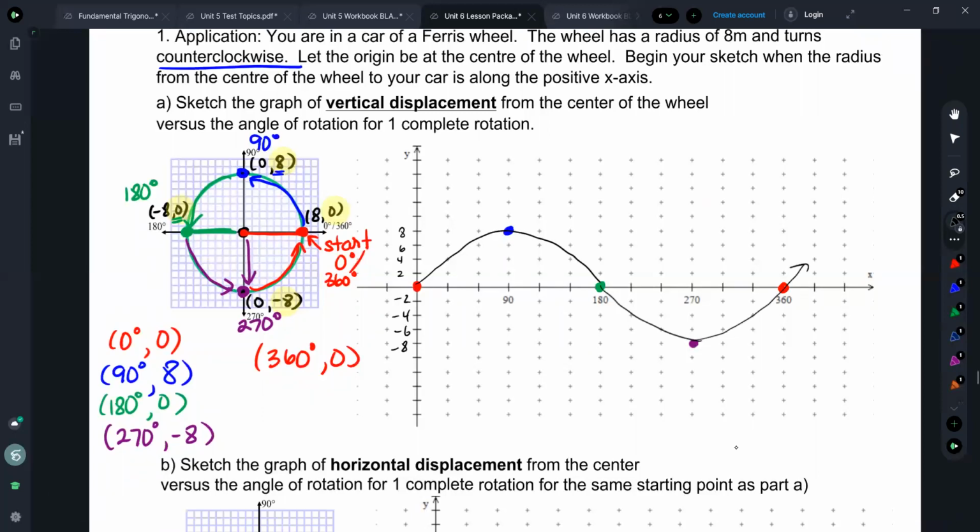Okay. So, technically, if we continue rotating around on the Ferris wheel, it will continue. Not really, unless the Ferris wheel rotates backwards. I guess you could go into the negatives. Okay, any questions so far?